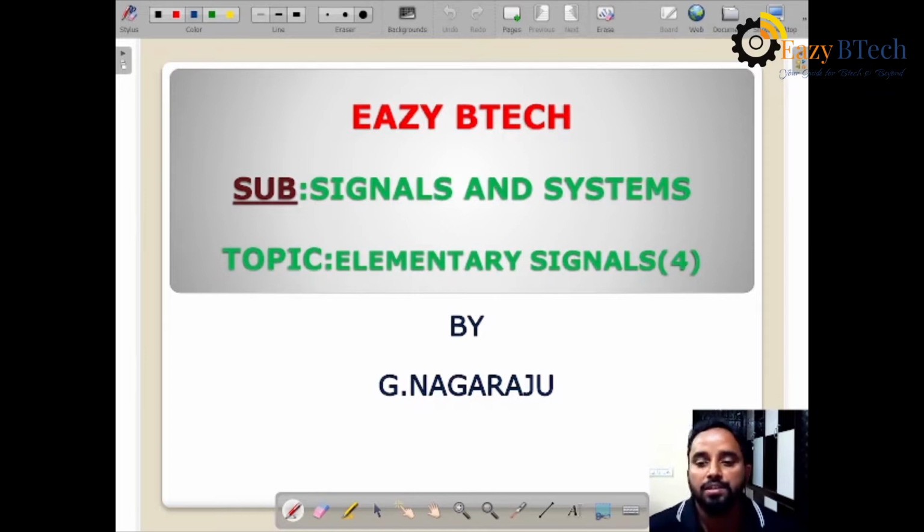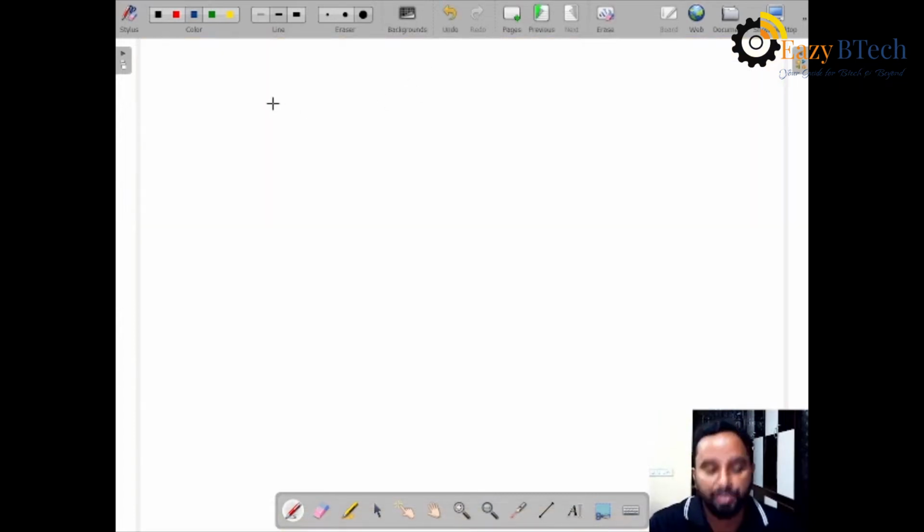Let's start our session, elementary signals. In this session, we are going to discuss sinusoidal function and exponential function. So two kinds of signals. Today's session we are going to cover sinusoidal and exponential. First we discuss about sinusoidal function.